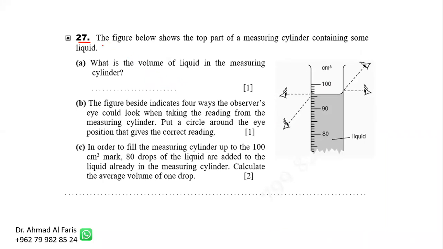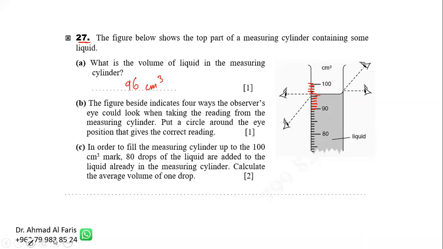The figure below shows the top part of a measuring cylinder containing some liquid. What is the volume of this? Come on, who gives me how much is the volume of the liquid inside the measuring cylinder? Exactly. Thank you Salma, thank you Jana. Bravo. Who else sends me an answer? Yes, thank you Adam. It's 96 cubic centimeter because 90, 91, 92, 93, 94, 95, 96, 97, 98, 99, and 100. So yes, it's 96 cubic centimeter.